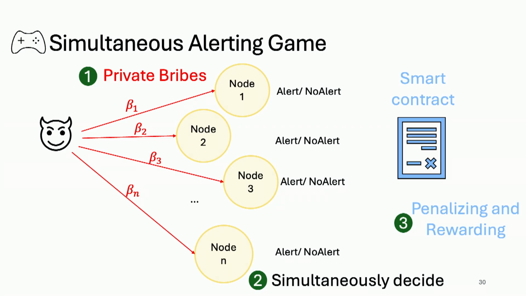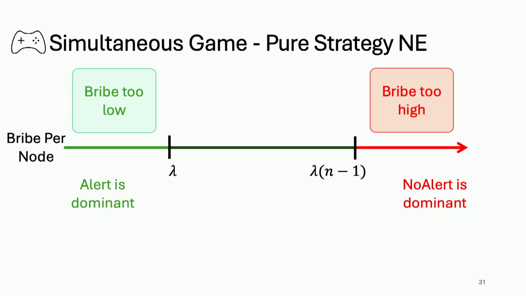After the alerting part is done, the smart contract can then penalize and reward nodes based on what it needs to do. And so if at least one node alerts, all non-alerters lose a penalty of lambda, and all alerters get an equal share of the slashed value. And from now on, I'm going to ignore the constant operator cost because we show it doesn't affect our results. All right, so this is the game construction, and let's see what properties it offers.